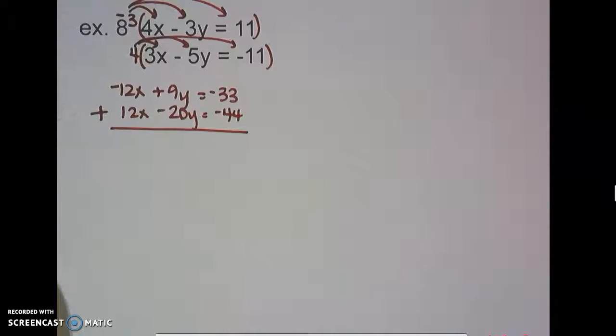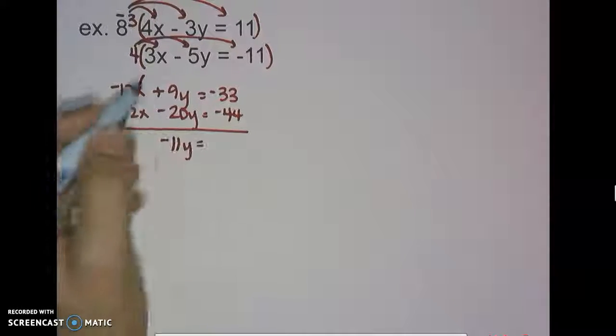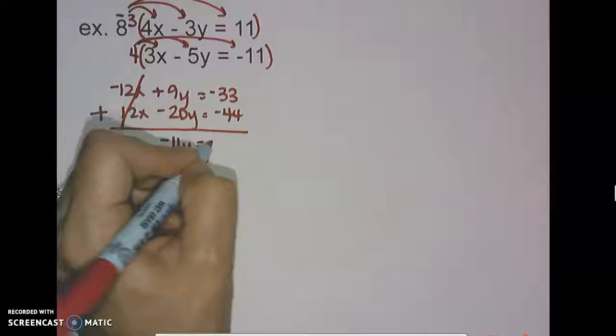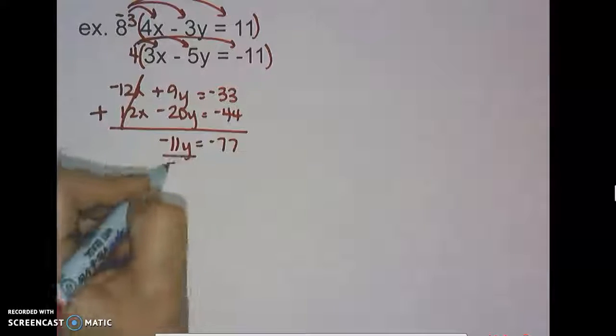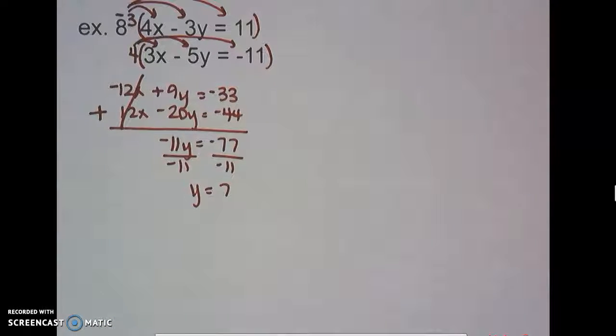So now we're adding our equations together. Here the x's eliminate, because negative 12 and positive 12 are opposites of each other. 9y plus a negative 20y is negative 11y. And negative 33 plus a negative 44 is a negative 77. So dividing both sides, we get y equals positive 7.